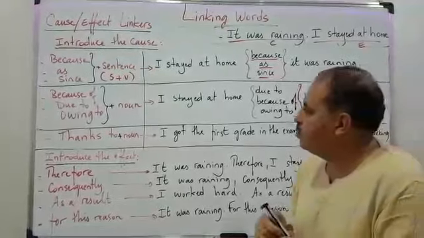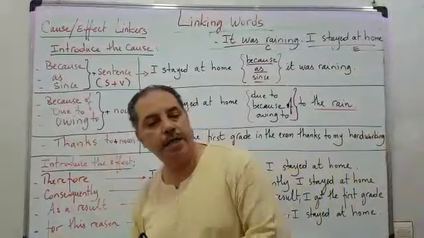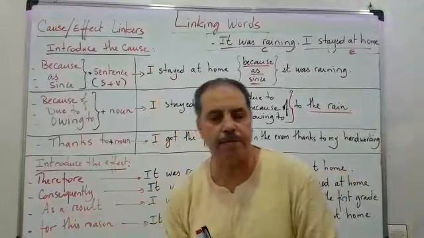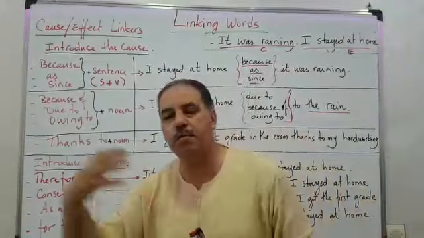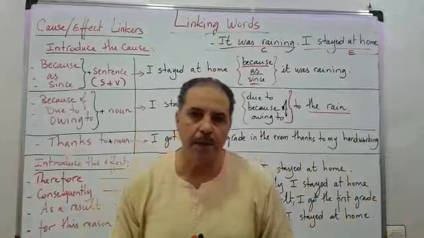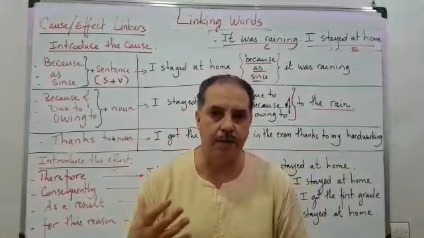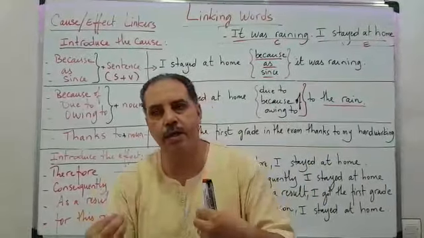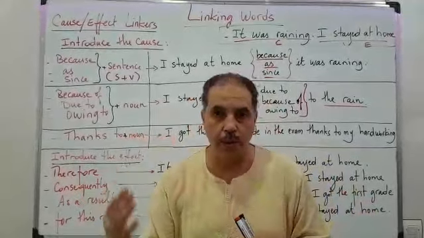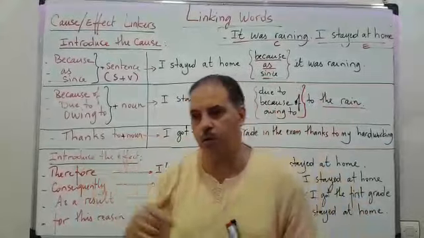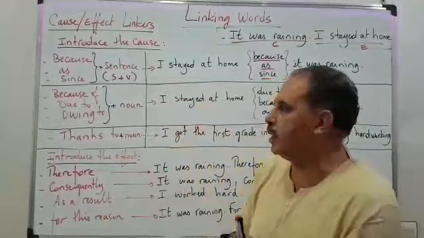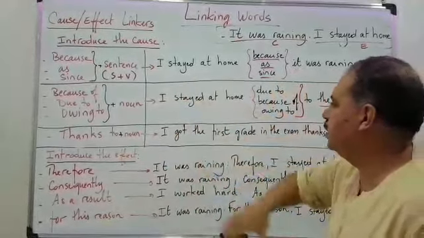So now let's move to the following cause linker. We have thanks to. Thanks to is followed by a noun. In Arabic, thanks to is بفضل, meaning it is used for something positive, like in French à cause de and grâce à. Grâce à is always for something positive.